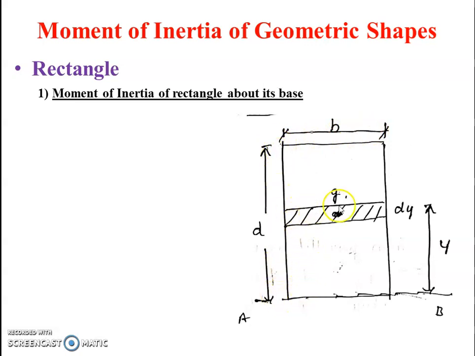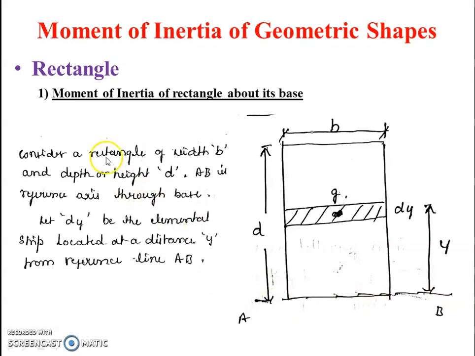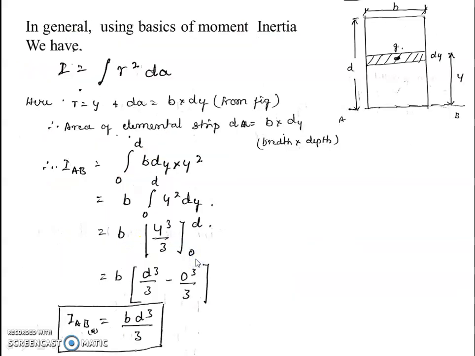In that, I considered a small strip of width dy and breadth B, and it is situated at a distance y from the reference axis AB. Here it is seen in this figure. This is the distance y of this strip from the reference axis AB. It is given here in words. Now you will see what I will do.